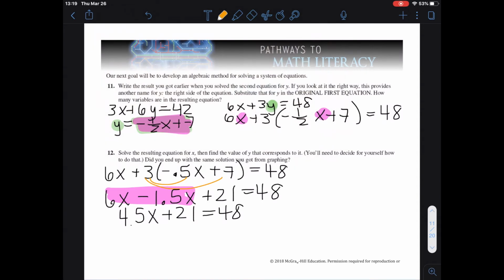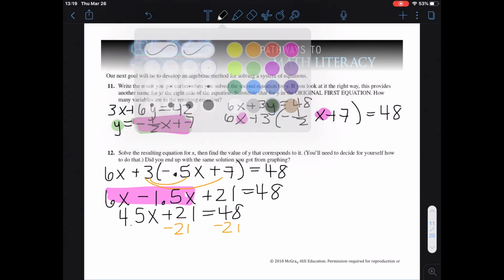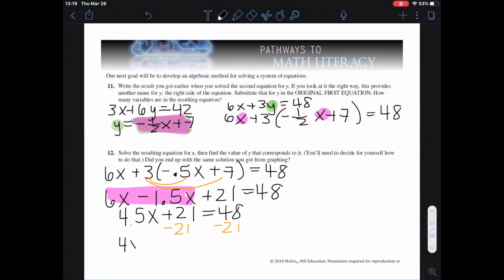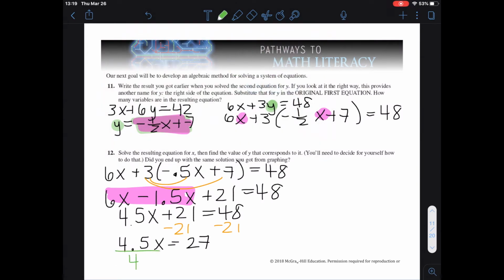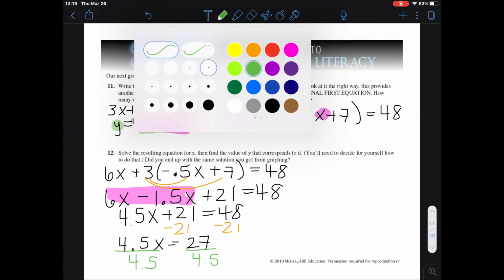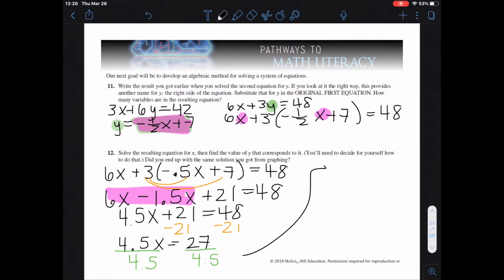So go ahead and subtract 21 to be able to solve for x. And that gives us 4.5x equals 27. So to solve for x, you just divide by 4.5. And you still get that x is going to equal 6. So it still ends up in the same result.